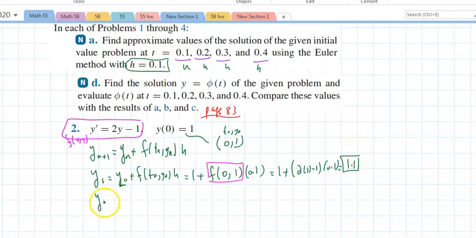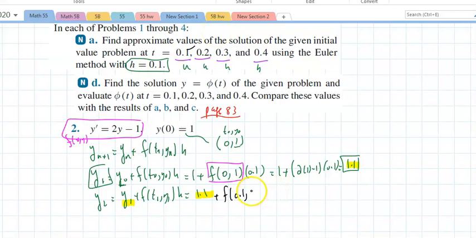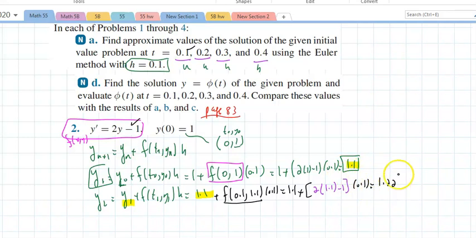If I go for y sub 2, that is y sub 1 plus f of t sub 1, y sub 1 times h. y sub 1 is already figured out to be 1.1, plus f of t sub 1. t sub 1 has just gone up to 0.1 because I'm moving in 0.1 steps. 1.1 for y times 0.1. So this is going to be 1.1 plus 2 times 1.1 minus 1, multiplied by 0.1. Throw this in my calculator, that's 1.22.